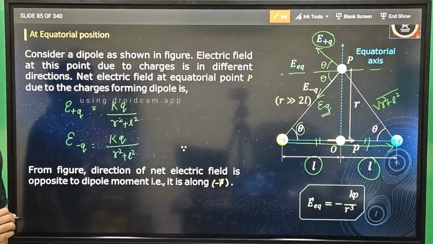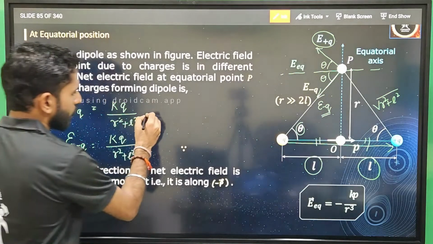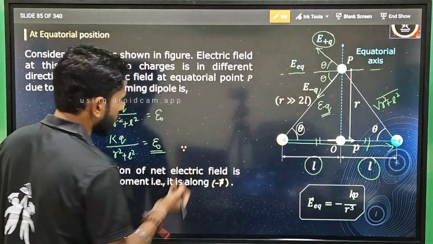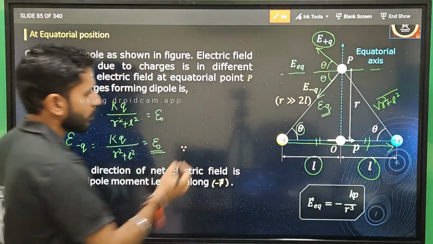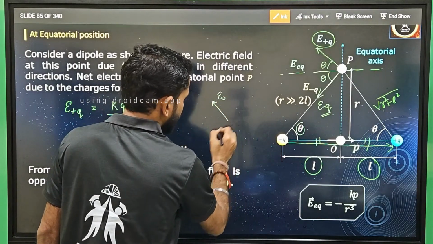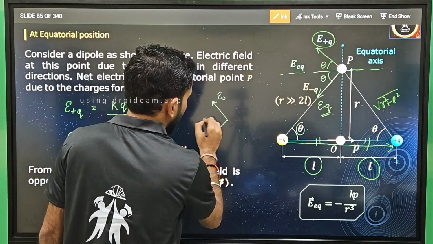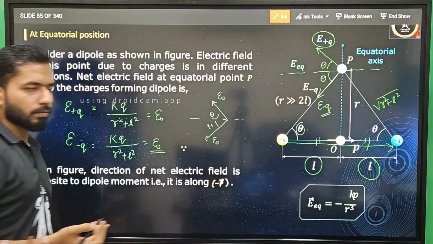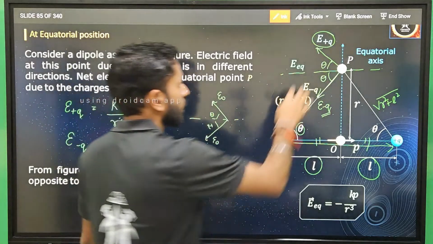Now tell me one thing. Can you say my question is reduced to this: let's suppose this is E naught, this is E naught. I have to resolve this much only. Both are equal, and the angle between them I know, theta. That's it. This is what I have to do. Now how will you resolve it?